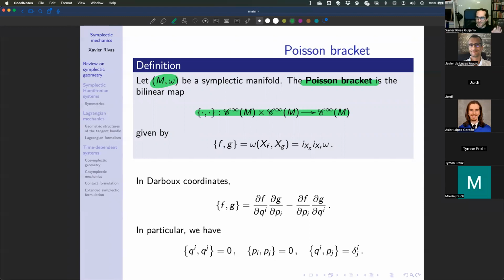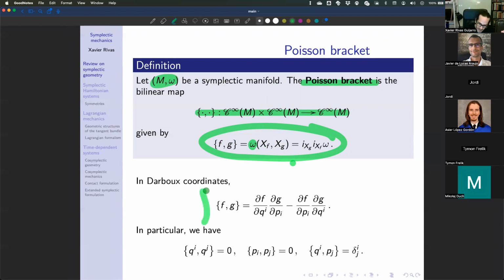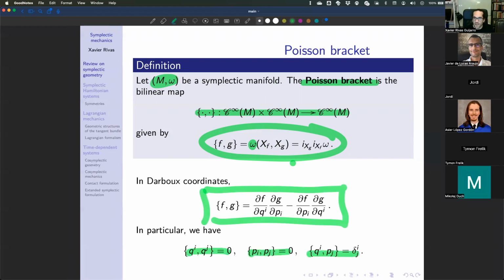But in the particular case of symplectic manifolds, we can define a bracket like this, just contracting the symplectic form with the Hamiltonian vector fields associated to the two functions it is operating on. Locally, what does it look like? In Darboux coordinates, it has this expression, and in particular for the Darboux coordinates, we have these relations here. So the Poisson bracket of two q's is 0, of two p's is 0, and of one q and one p is just the Kronecker delta.